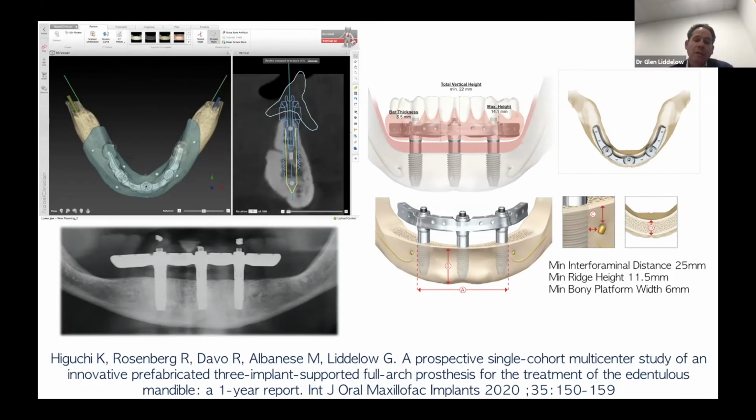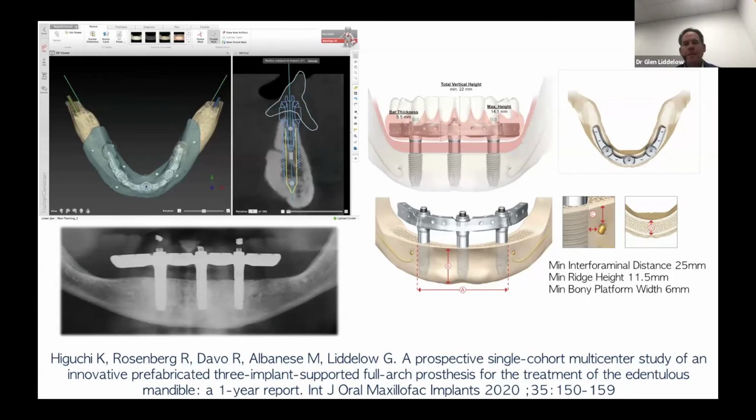Our bone levels and all that sort of stuff around them has been terrific. We have been involved in a multi-center study, which has 2-year results, with almost 99% success rate of the implants and, I think, 99% for the prosthesis as well. Done around the rest of the world, there's a very high success rate as well, which is quite good. Yeah, it can be scary for some people that one size fits all.